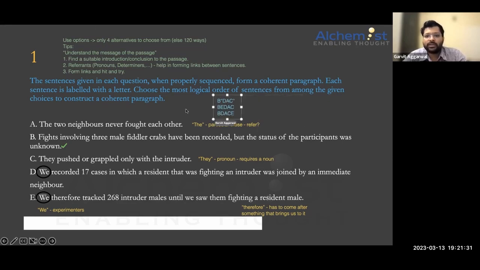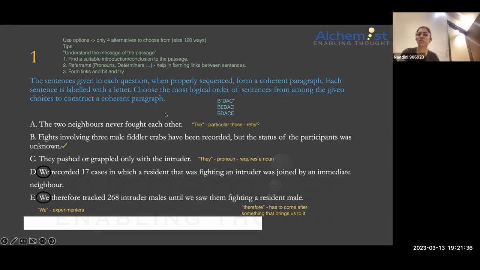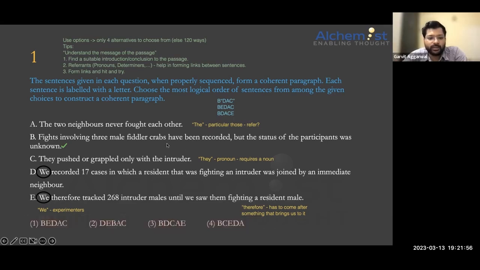Now which of these two is better? BDACE. Now what is C saying? They pushed the grapple only with the intruder. We therefore tracked 268 intruder males until we saw them fighting a resident male. So it's again bringing back to the fight. It would have been better if we had used it earlier. So BEDAC forms the best possible scenario here. Option number 1.